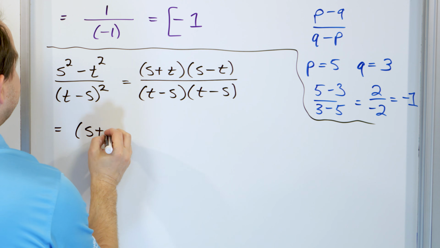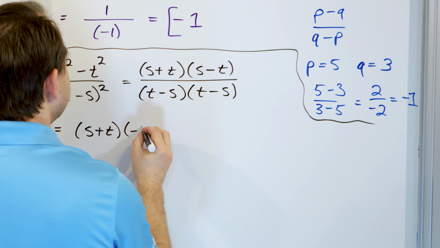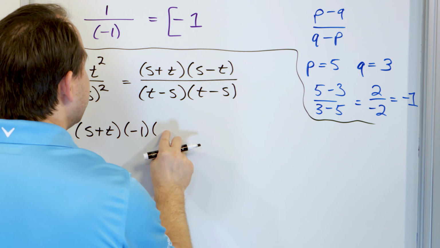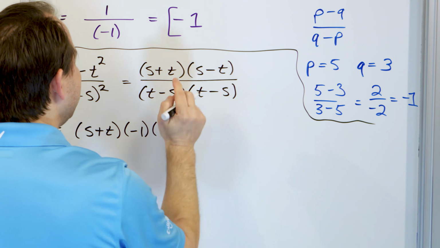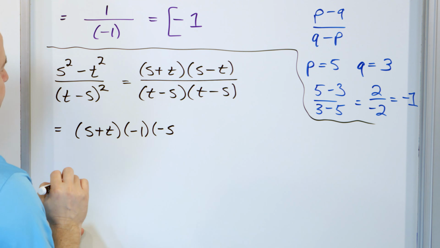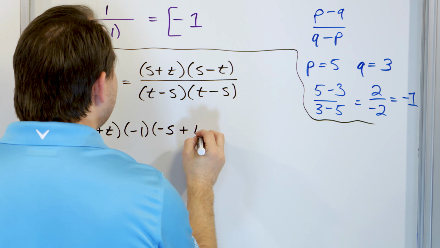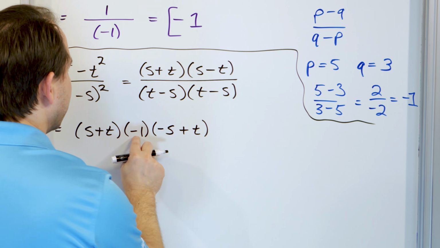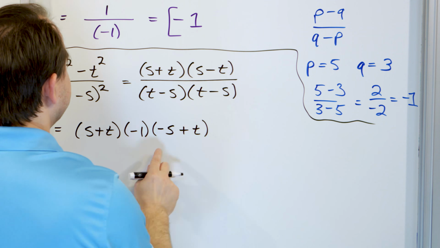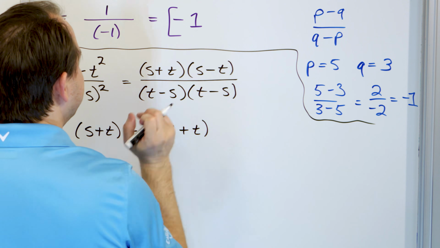So s plus t, that stays the same. And let me factor out a negative 1 from this. So you just write down negative 1 and you figure out what must go in here to multiply to give me this. So negative 1 times what gives me s. I'll have to have a negative s there. Negative 1 times what will give me negative t. I'll have to have a positive t there. You stop before you go on and try to make sure it works. Negative 1 times s gives me positive s. Negative 1 times t gives me negative t. So this is the same as this.